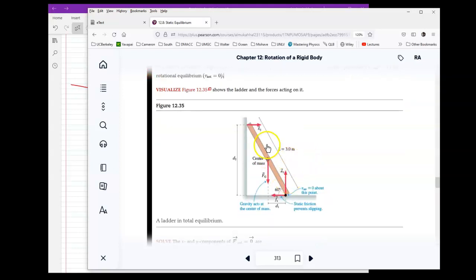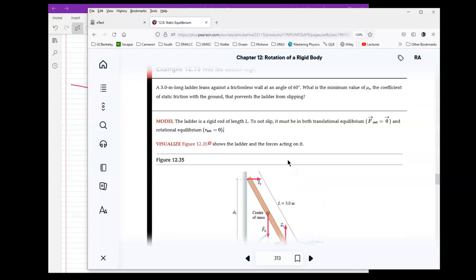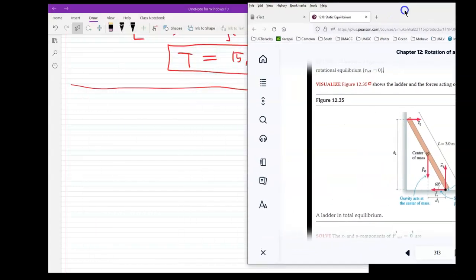Notice that the mass of the ladder is not given to us. That's not a big deal, because usually when the mass is not given, from my experience, that means the mass somehow will cancel out. Somehow. Okay? Anyway, so let's see how we can do this problem.